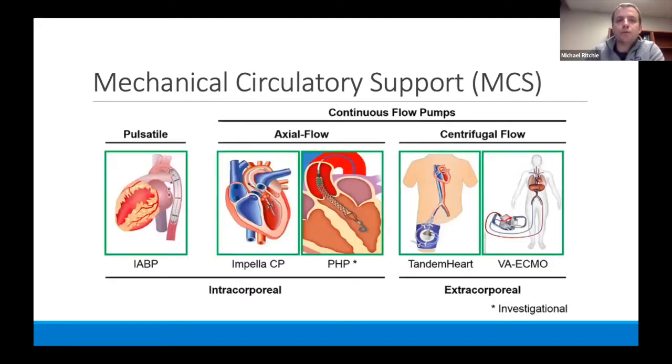Not to be confused with mechanical circulatory support. So while these are ventricular assist devices, they do assist the ventricle. Because they're temporary and they're acute, the better term to use for these is mechanical circulatory support. And you have anything as low as an intra-aortic balloon pump all the way up to VA ECMO.